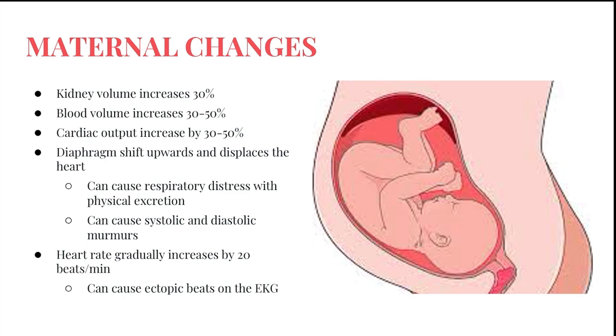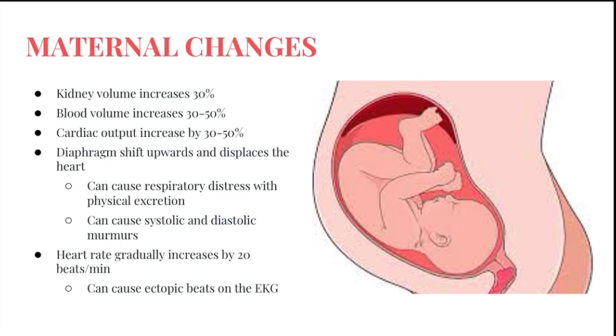Now, here are some typical maternal changes that will happen. So, the kidney volume will increase by 30%. This is a likelihood of the increased chance of UTIs. The mother will have an increased blood volume of 30 to 50%, so from about 8 pints to about 11-12 pints. The cardiac output increases by 30 to 50%.